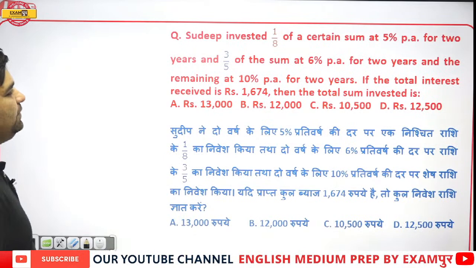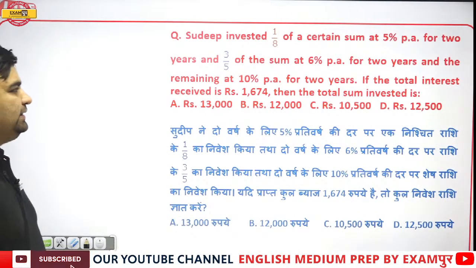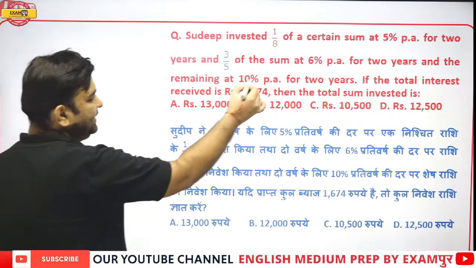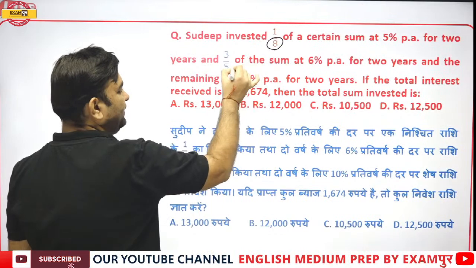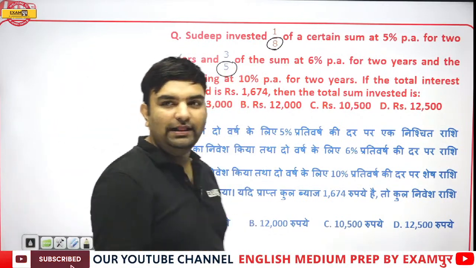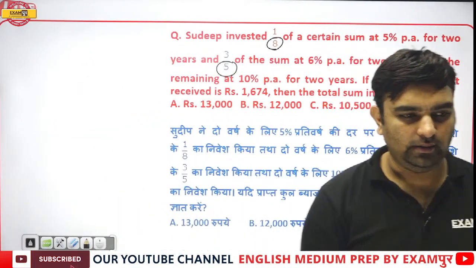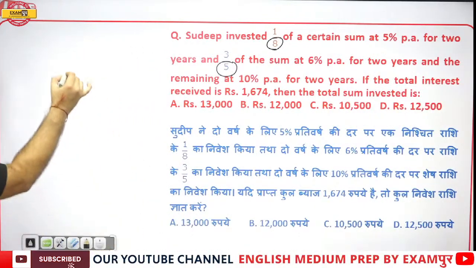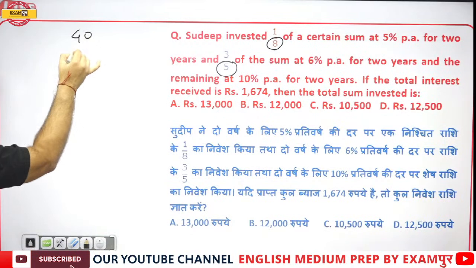Sudeep invested 1 by 8 of a certain sum at 5% per annum for 2 years and 3 by 5 of the sum at this and the remaining. See the denominators 8 and 5. What is the LCM of 8 and 5? 40. So assume the sum as 40.